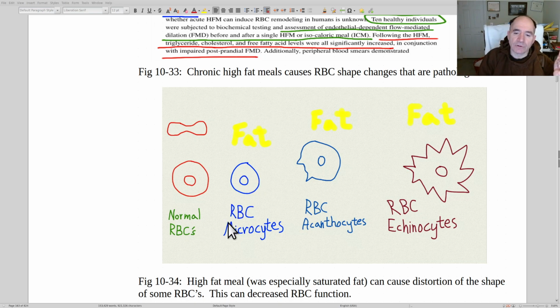All right, you can also change the shape of red blood cells. On high-fat diets, you can get more of these microcytes. You can get what are called acanthocytes, having little spurs coming out of them. You can get echinocytes, which means circumferential spurring of the plasma membrane of the red blood cell. So all these things are not going to help you deliver oxygen to the tissues.